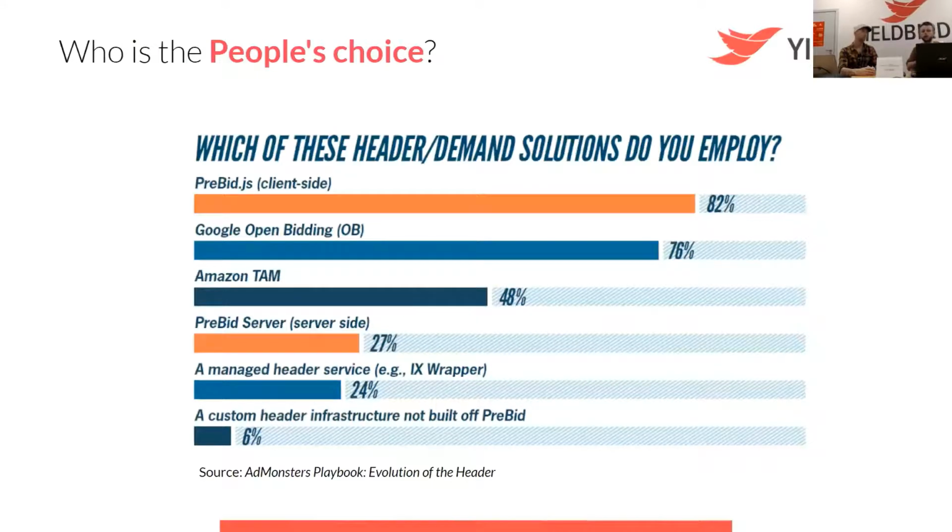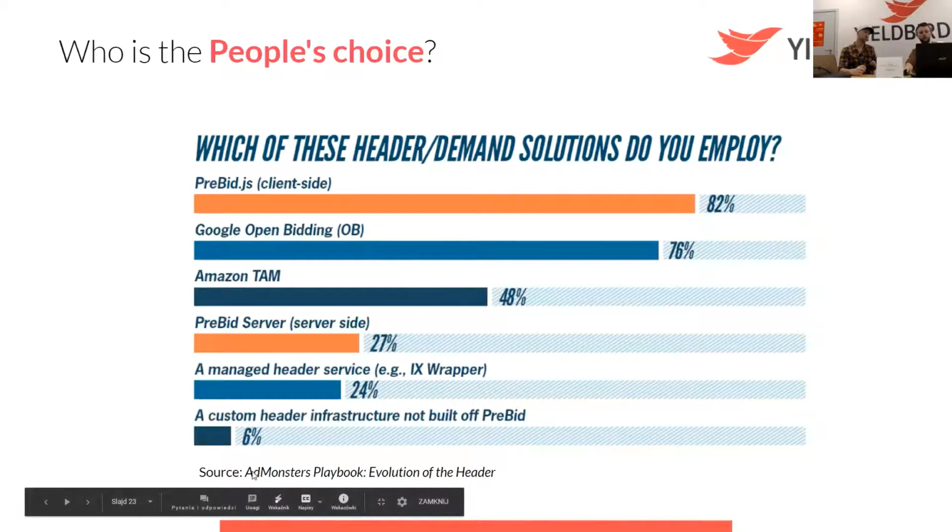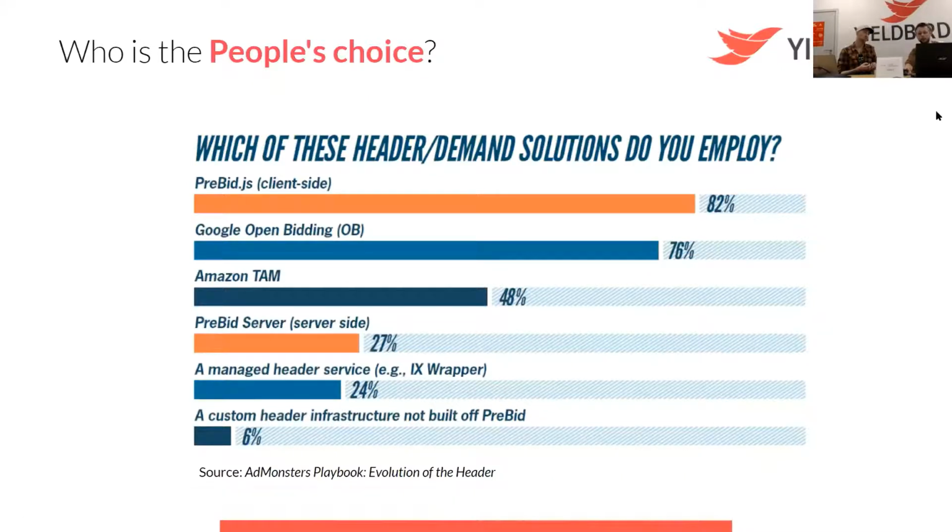And as we like to share different kinds of surveys and benchmarks during our webinars, this is a cool one, and I can wholeheartedly recommend the whole material, because it's, I think, 80 pages long. It's free. It's called Ad Monsters Playbook: Evolution of the Header. They prepared it together with GeoEdge, but this is only one graph from it. I'll send you the URL for the full report later with the summary of the webinar.